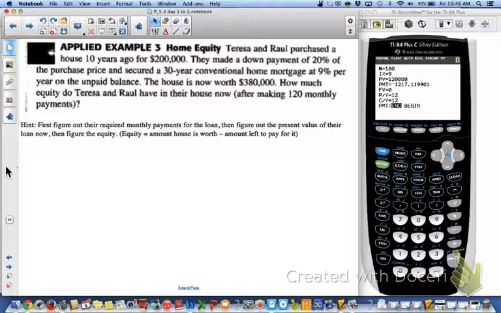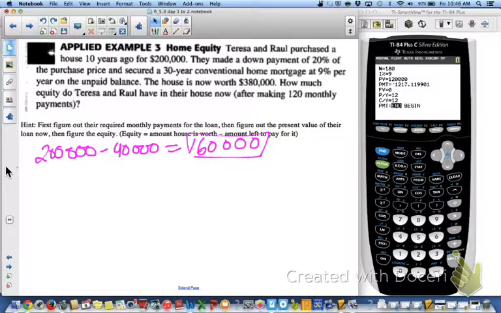So they bought a $200,000 house 10 years ago. It's a 30-year loan, and they made a down payment of 20%. So if 10% would be 20 grand, 20% would be 40 grand. So 200,000 minus their down payment gives them $160,000 that they need to finance.